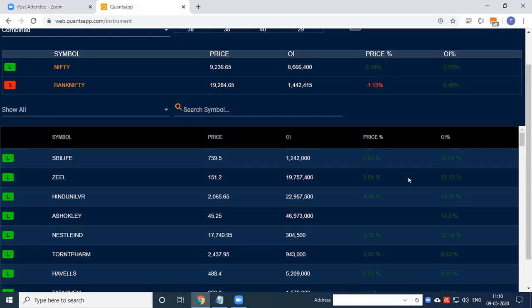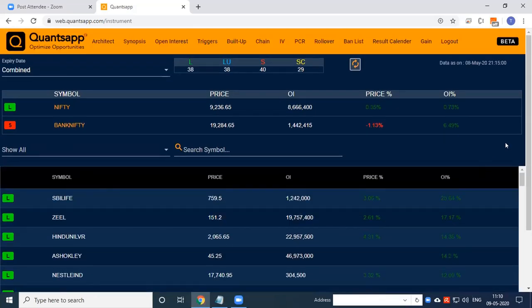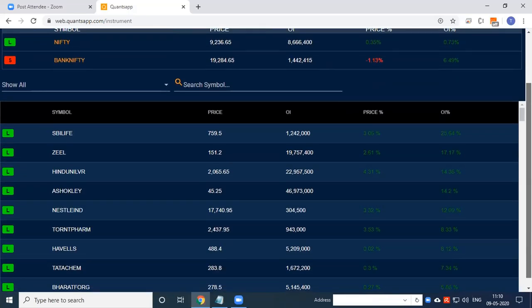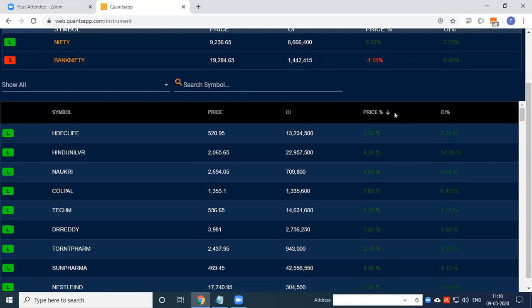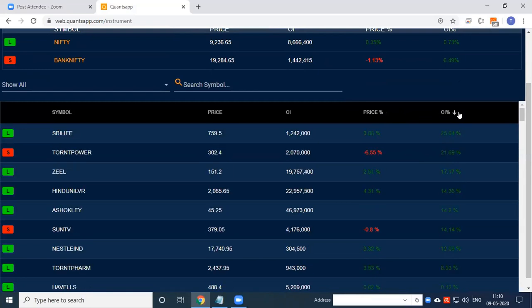You get the index-wise build-ups, and you also get the individual stock-wise build-ups. We saw that yesterday the highest build-up was seen in SBI Life, followed by Zee and Hindustan Unilever. You can sort it by price change, or you can sort it by open interest. Each and every tab you can sort. So if you want to see where the highest OI increase is, you can do it by the OI.